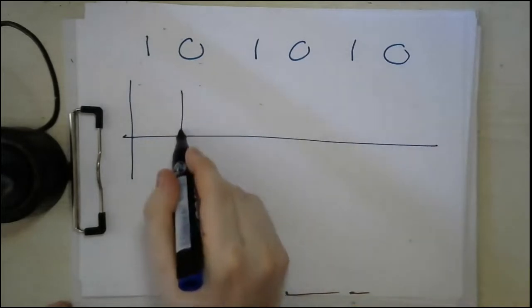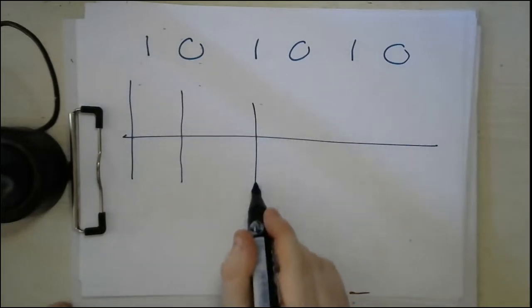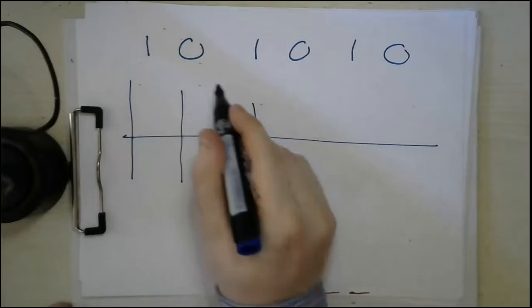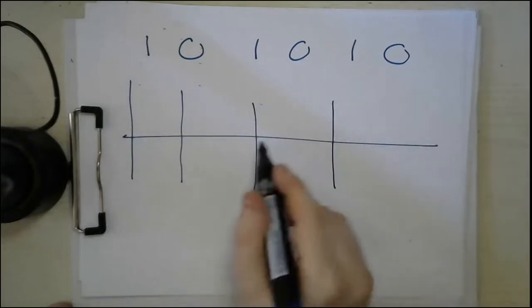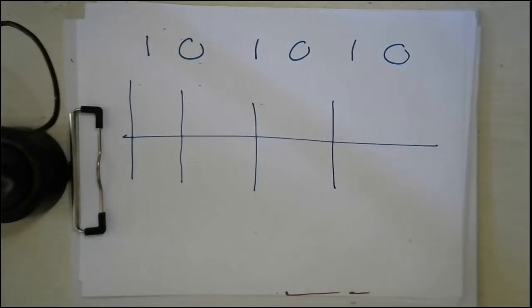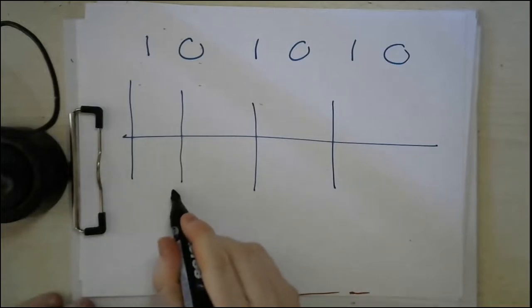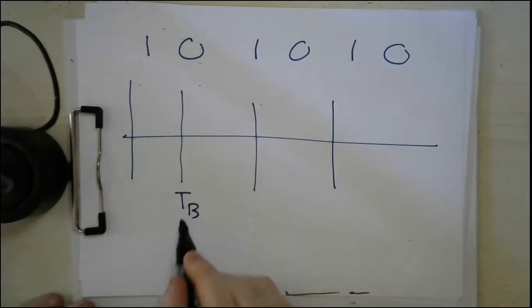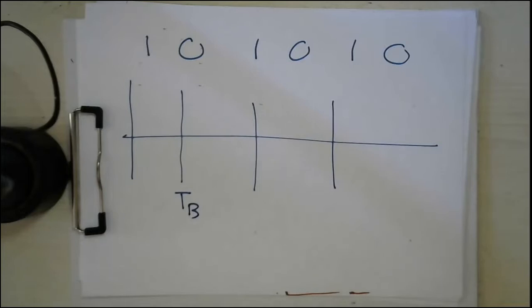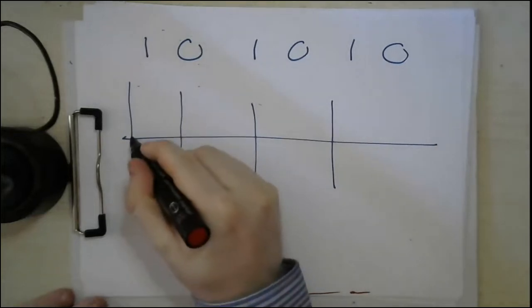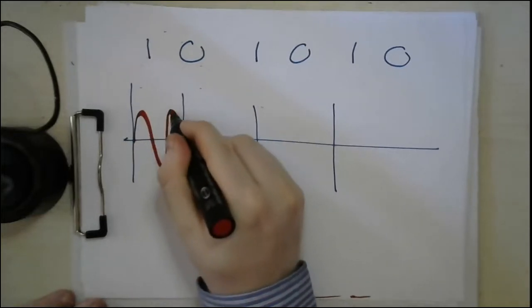So let me first start to make these durations. So this is 1, 0, 1, 0, and so on. This duration, we will call it TP, the time duration for 1 bit. We already mentioned this term in our previous lecture, if you remember. Then we have a sinusoidal carrier.